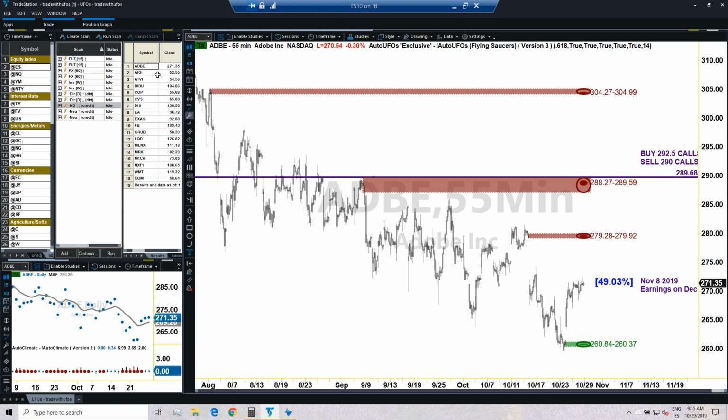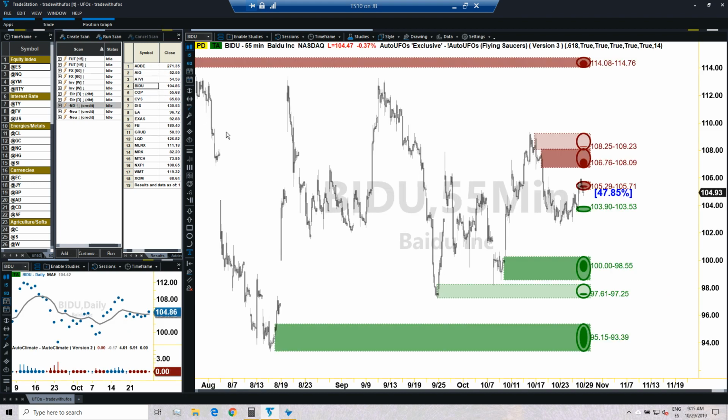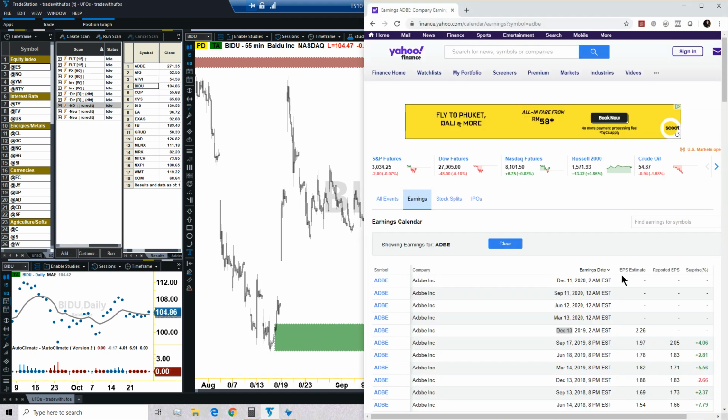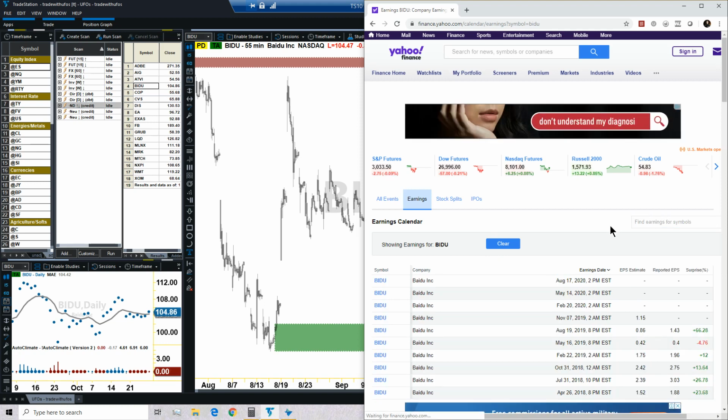So the next one that I would like to check is Baidu. Notice I'm looking at stocks with higher price points first. Normally you get more premium like that, so I'm trying to save a little bit of my time. Instead of looking at all the stocks, I'll start first with the ones that are more likely to give us what we need.